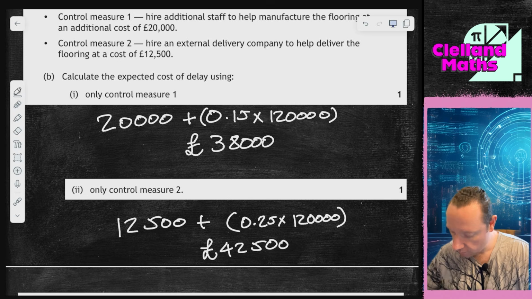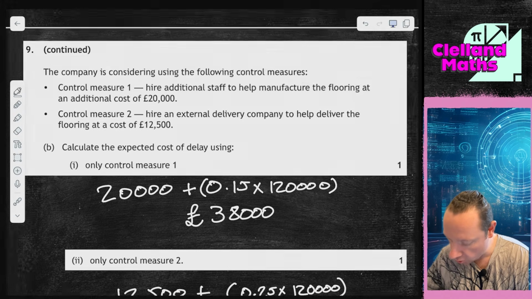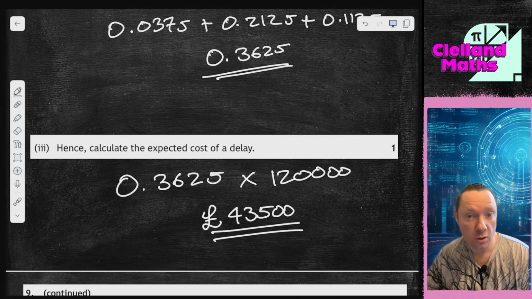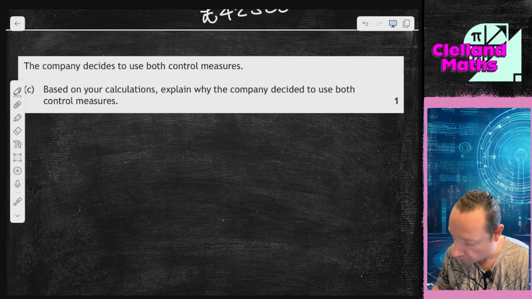So £38,000 to use control measure 1, £42,500 to use control measure 2, and £43,500 for just expected cost of delay with no control measure. The company decides to use both control measures. Based on your calculations, explain why the company decided to use both.